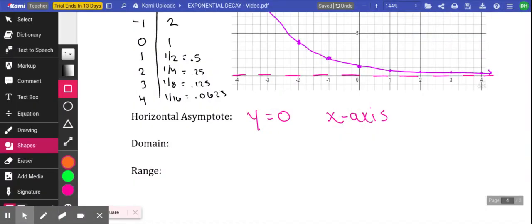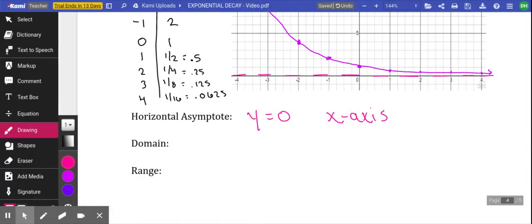And the domain, it does extend infinitely to the left and infinitely to the right. So our domain is the set of all real numbers. The range is going to be everything above 0. So not including 0 because it doesn't touch the x-axis. So from 0 up to infinity.